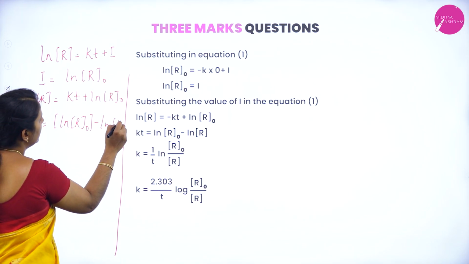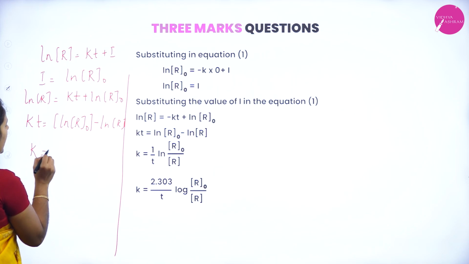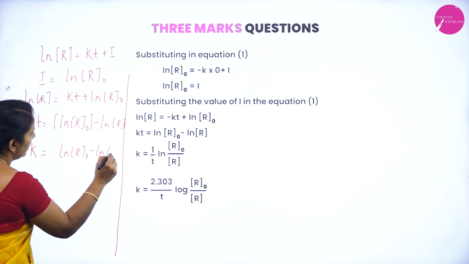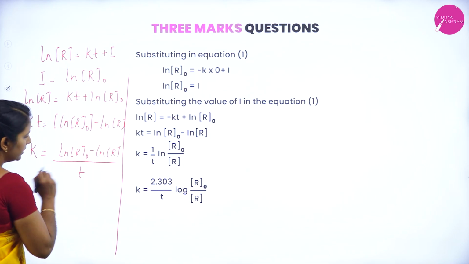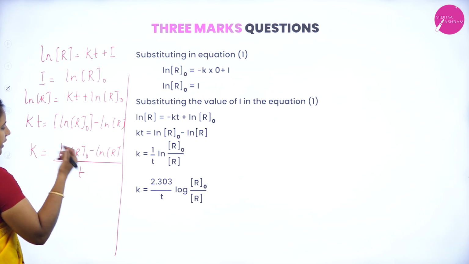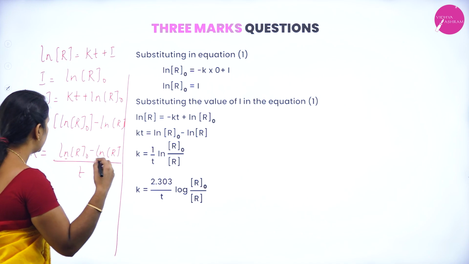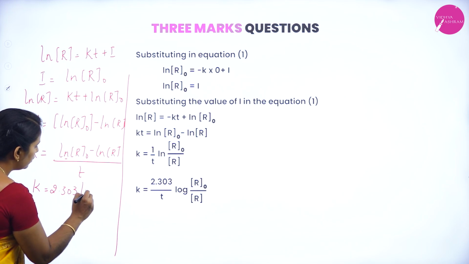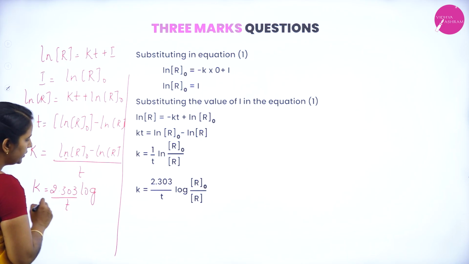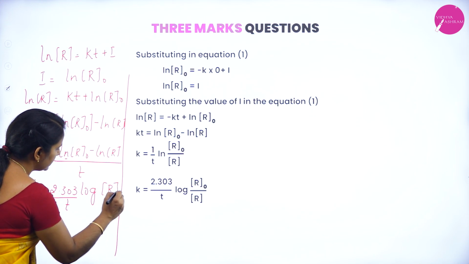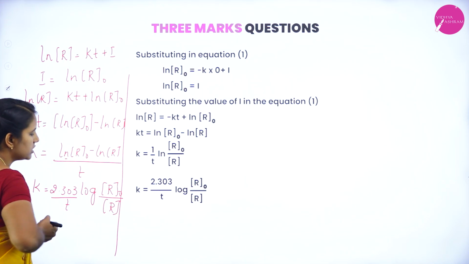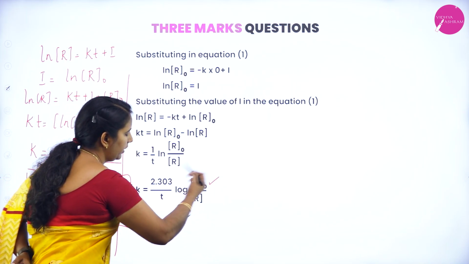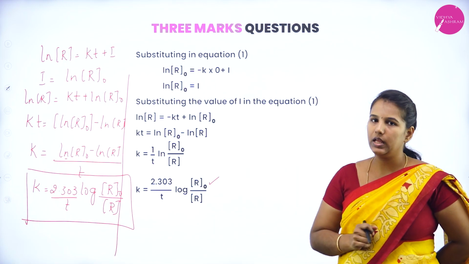Now I'll keep the k as such, and I can write k is equal to ln [R]0 minus ln of the concentration of R, divided by t. Now if you convert this ln into log, I have to multiply it by 2.303. So I can write k is equal to 2.303 divided by t into log of the concentration of the reactant at the initial stage divided by the concentration of the reactant. This is the final equation which I have derived for the first order reaction.